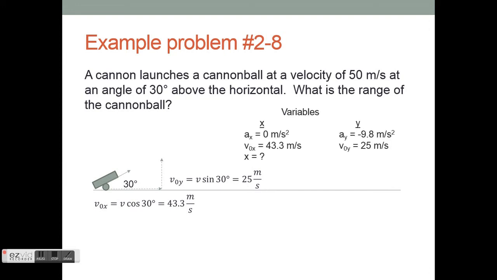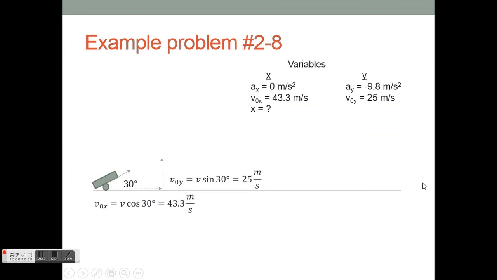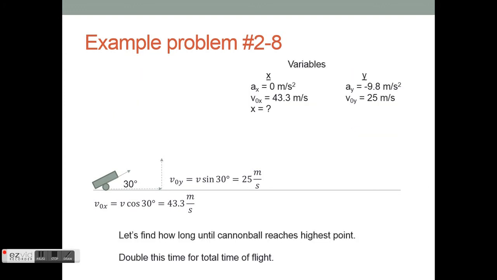From there I can plug in the things that I know. I know a_y is negative 9.8, I know v initial y is 25, I know a_x is 0, and v initial x is 43.3. And when it asks what range of the cannonball, it really wants to ask what distance x am I able to launch this cannonball. So there's some other things that we could do in order to find a variable.